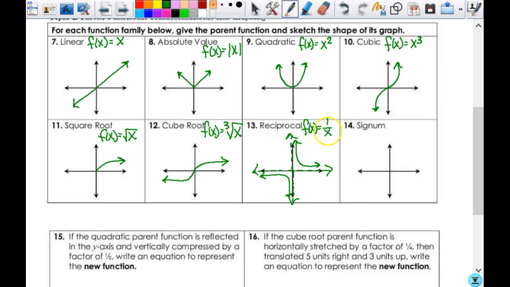Notice that the variable's in the denominator. Some of y'all are wanting to make reciprocal functions out of things that just have fractions in them. The variable has to be in the denominator.